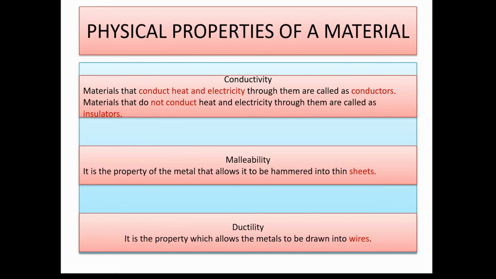The next property is ductility. Metals are ductile. They can be drawn into thin wires. This property of the metal to be drawn into thin wires is called ductility. Gold and silver are the best examples of ductile metals.